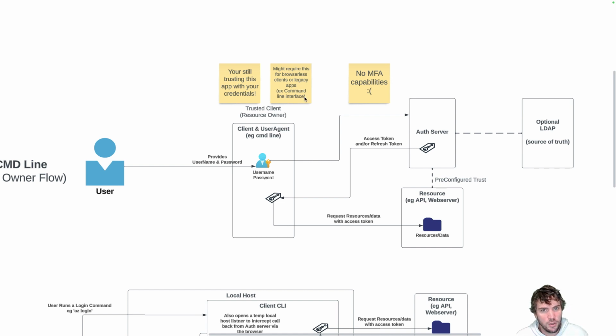So let's walk through the flow so you can get a gist of what that means. The user pulls up a CLI tool. They need to log in. That prompts them for their username and password. They type that directly into the client and user agent, which is the command line. It's going to send those via an API request to your auth server to authenticate you, and then if successful, return you some tokens, which you can then send down to your resources as you perform.